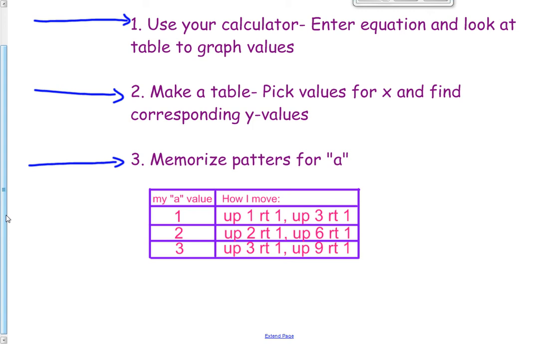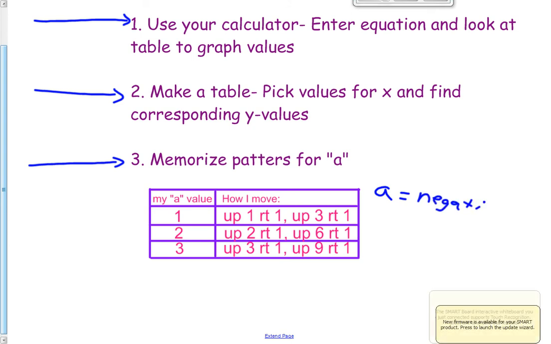Whenever A is 1, we go up 1, right 1, up 3, right 1. If A is 2, up 2, right 1, up 6, right 1. When A is 3, we go up 3, right 1, up 9, right 1. And this would be the exact same thing if A was a negative number, except now all of these ups would turn to downs, because our parabola opens down when A is negative. So it would be down 1, right 1, down 3, right 1. Down 2, right 1, down 6, right 1.